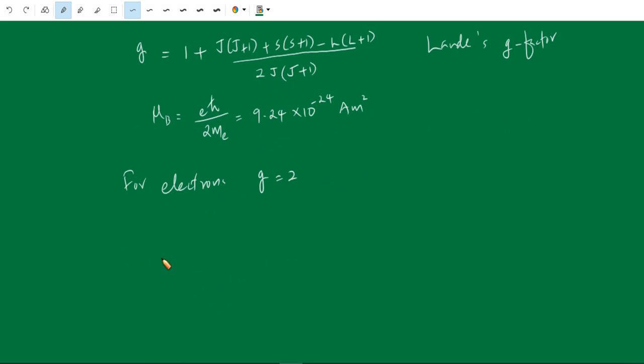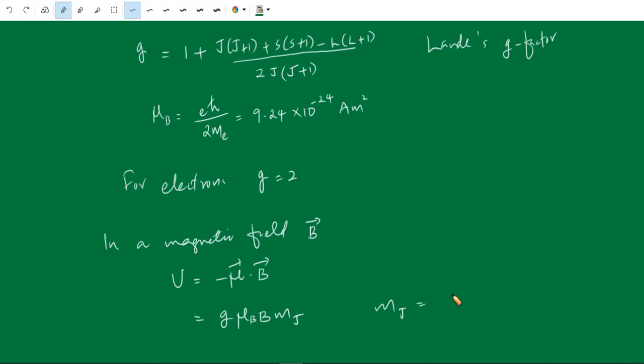If the atoms are placed in a magnetic field, then the potential energy U is equal to minus mu dot B. Okay, this is given by g mu_B B times Mj, where Mj has values from J to minus J: J, J minus 1, J minus 2, up to minus J.